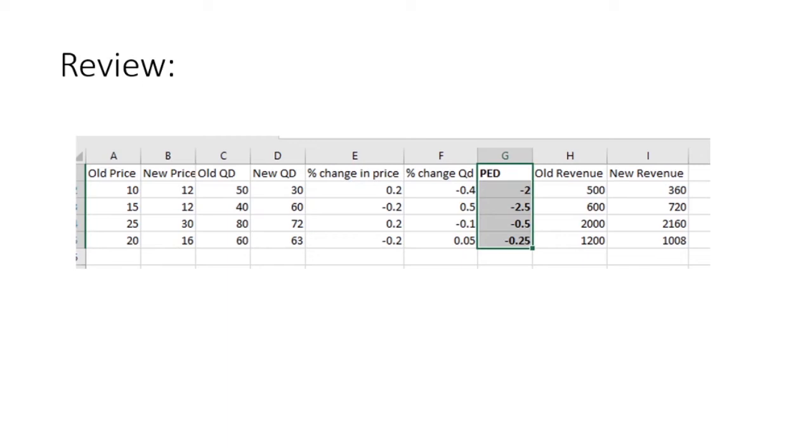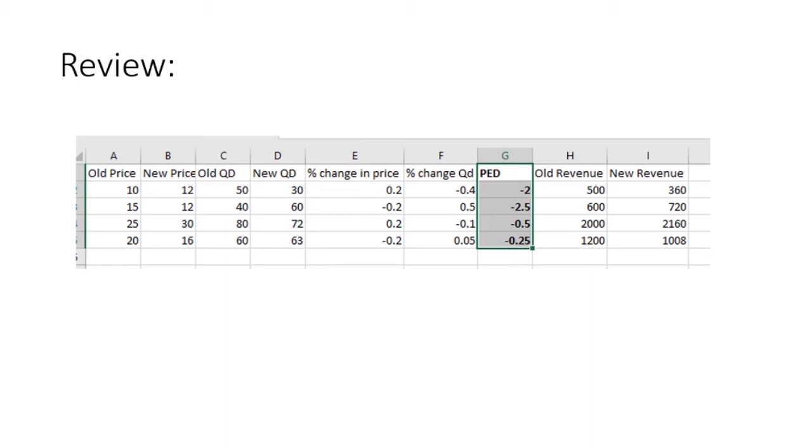Looking at question number 3, the price elasticity of demand is -0.5. This means that this product is price inelastic, and the revenue has gone from £2,000 to £2,160, which is what we'd expect, because they've raised the price from £25 to £30. The product is inelastic, and so therefore raising the price with a product which is inelastic will increase our revenue.